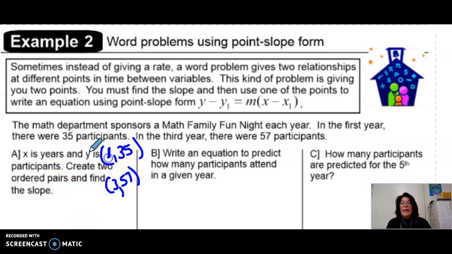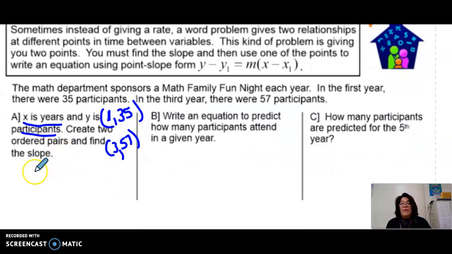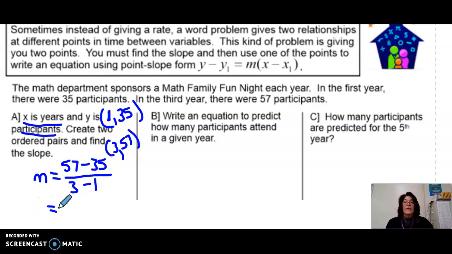Year 1, they told me to let X be the years, Y be the number of participants. So the rate of change, I'm going to find the slope. 57 minus 35, right? We subtract the Y's, divided by 3 minus 1, okay? So I'm taking 57 minus 35, that's 22. I take 3 minus 1, that's 2. So it looks like my rate of change is 11.